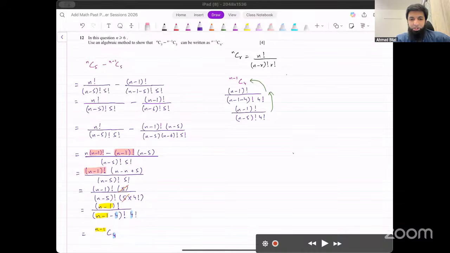Okay. Let's do another one now. Okay, that's it from this paper. From the next paper now, there's only one question that you guys asked about. That is question number 9. Is that correct? Question number 9. Yeah. So from the next paper, you have only asked about question number 9. Let's do that now.